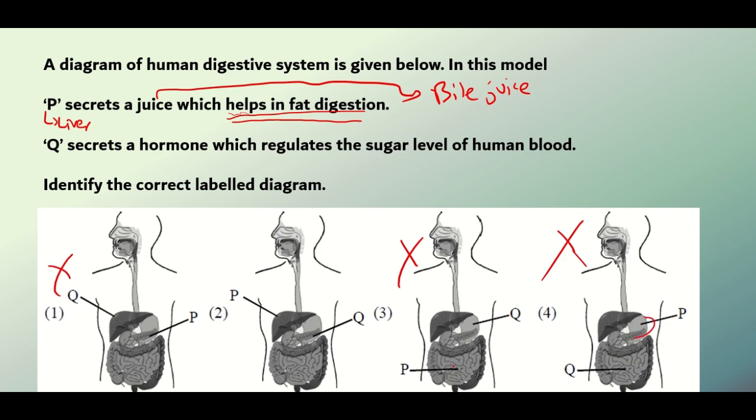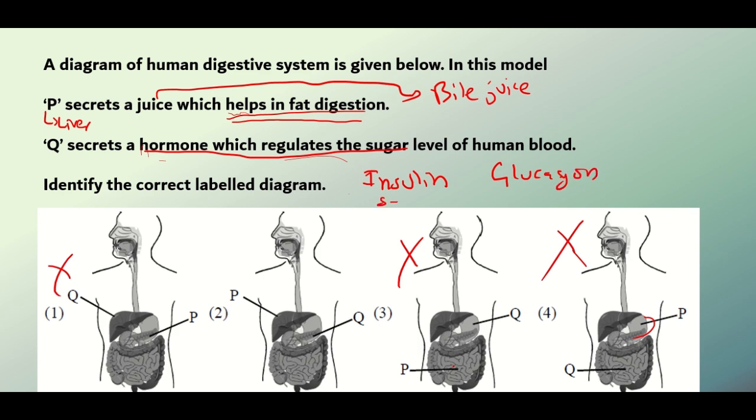However, let's also check Q. Q secretes a hormone which regulates the sugar level of human blood. So, there are actually two hormones which are secreted. The first one is insulin, and the second one is glucagon.